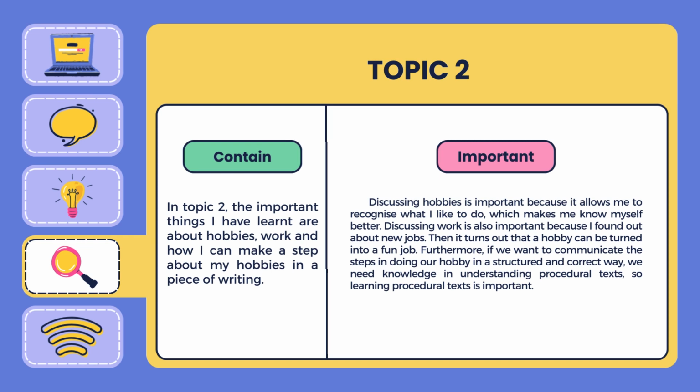Discussing work is also important because I found out about new jobs. Then it turns out that a hobby can be turned into a fun job. Furthermore, if we want to communicate the steps in doing our hobby in a structured and correct way, we need knowledge in understanding procedural text. So, learning procedural text is important.